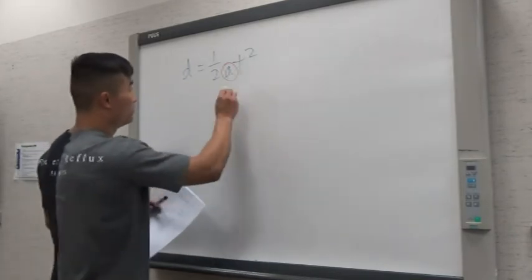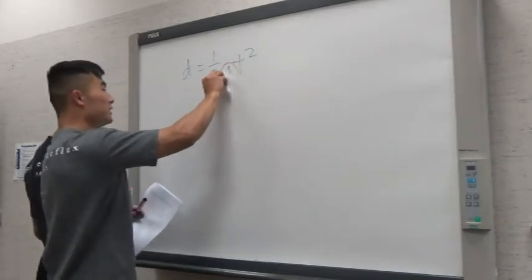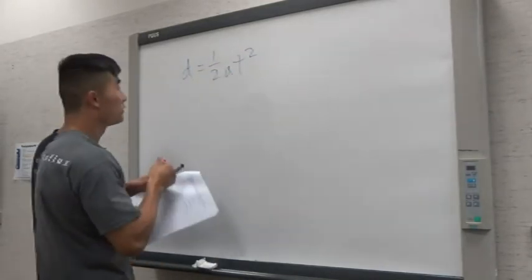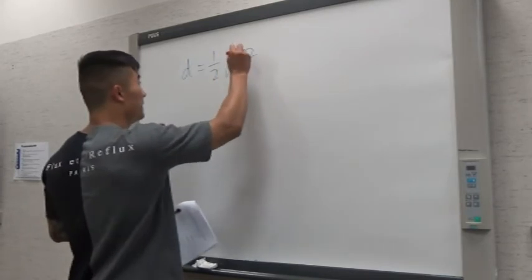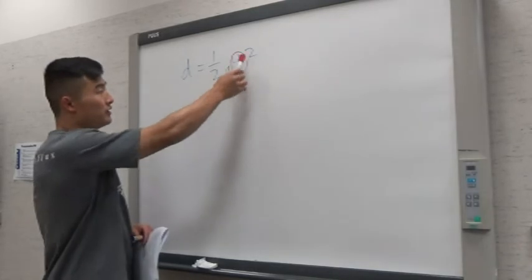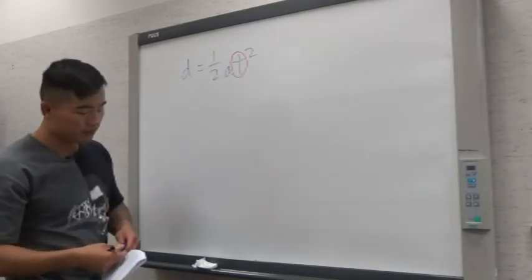Next, we want to rearrange this for T. So now we want to get T. And it's important that when you are rearranging, you want to get t on its own, so don't include the exponent. We need to get rid of the exponent too.